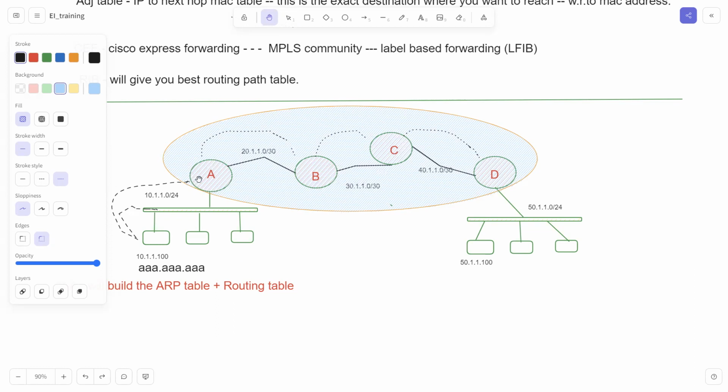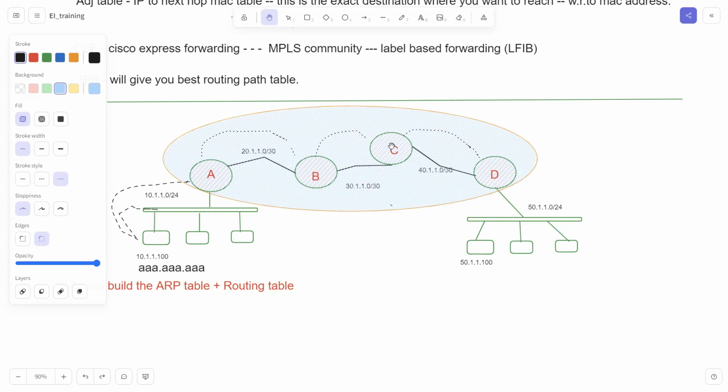What does router A know? Router A knows the 10 network and the 20 network. What type of networks are they? They are connected networks, connected interfaces. What does router A not know? 30, 40, 50. How will it know? From router B. How will router B know? From C. How will C know? From D.